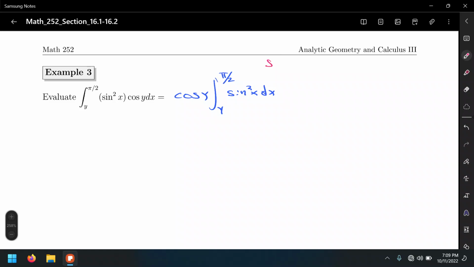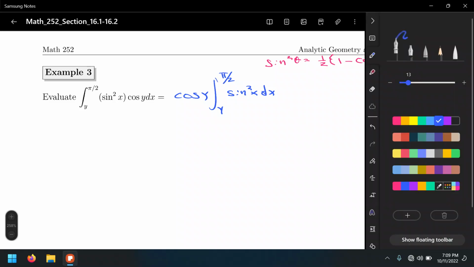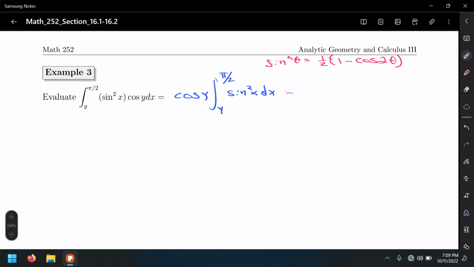So we will have to use sine squared theta equals 1/2 times 1 minus cosine 2 theta. That's the one for sine squared. The one for cosine squared is exactly the same, but instead of a minus, it includes a plus this time. Alright, so let's apply the formula. Let's use the trig identity. So that's cosine of y, integral from y to pi over 2, and that's 1/2 times 1 minus cosine 2, oh, and it's not 2 theta, it's 2x.